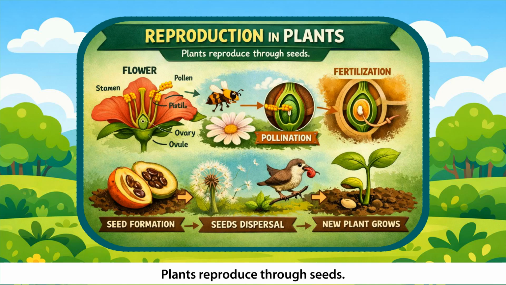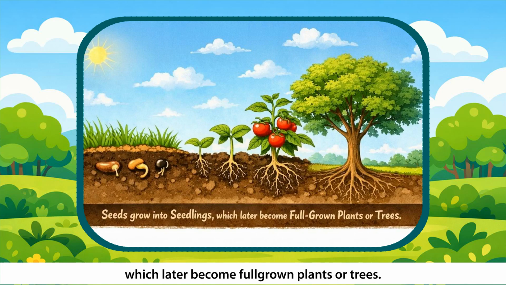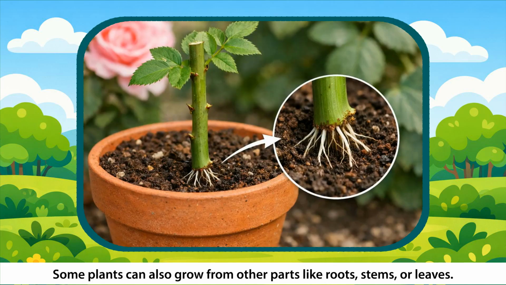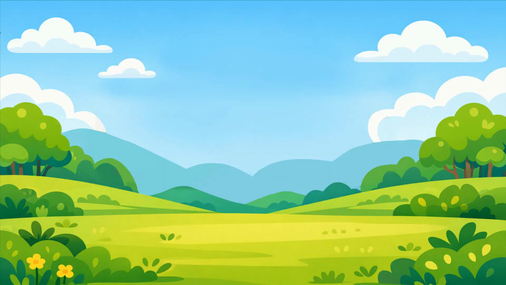Plants reproduce through seeds. When seeds are planted, they start growing into small plants called seedlings, which later become full-grown plants or trees. Some plants can also grow from other parts like roots, stems, or leaves. For example, a rose plant can grow from a stem cutting.